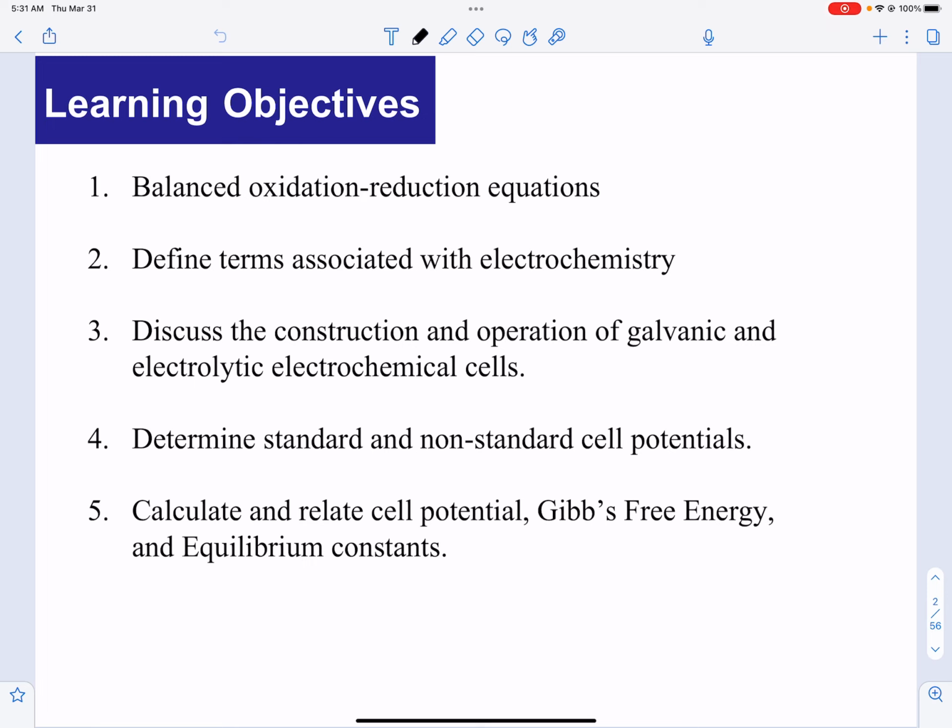Then we're gonna see how we can determine the voltage or the standard potential of the different batteries or cells that we're gonna be designing. And we're gonna see how all this is gonna relate to the Gibbs free energy and the equilibrium constant. Everything is just one big concept all linked together.